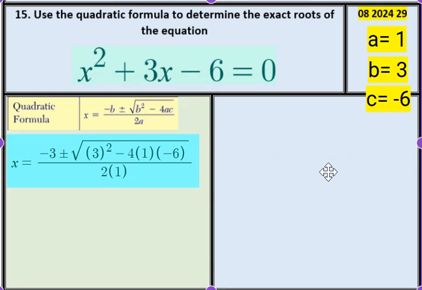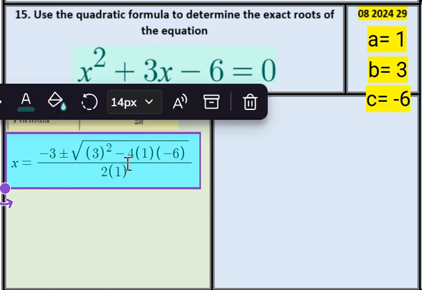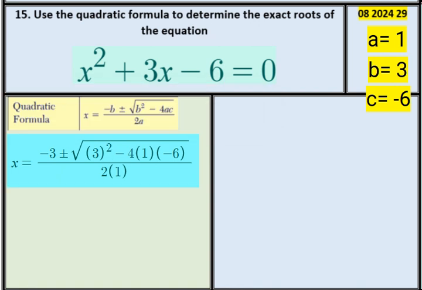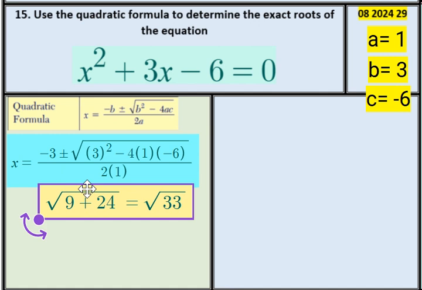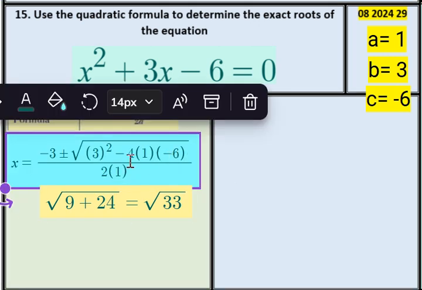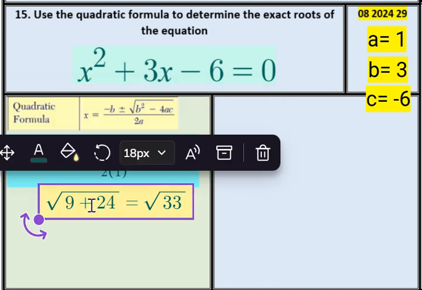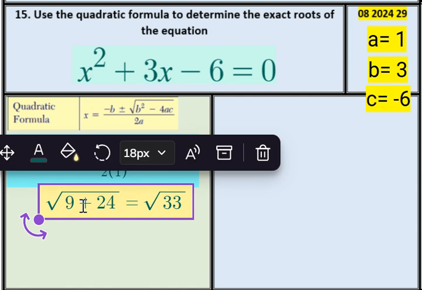Now, step 1 when we go to clean this up is always do the discriminant first. So what's under the radical? We have 3 squared is 9, but we have 2 negatives. Minus a negative becomes a positive. So plus 4 times 6 is 24. So 9 plus 24 is 33. So what's under the square root is 33.